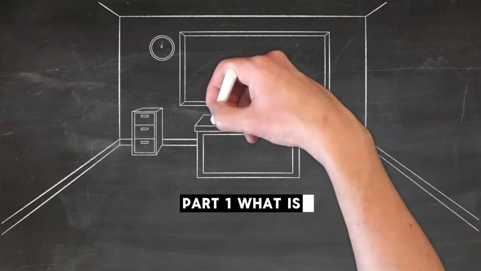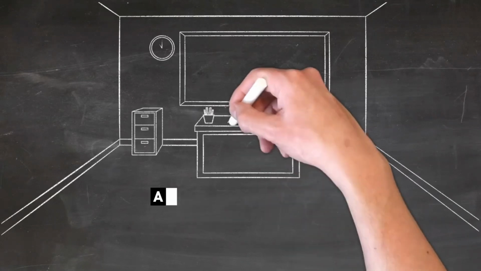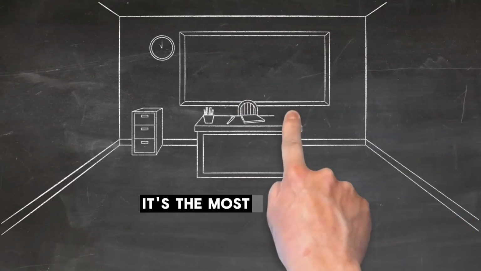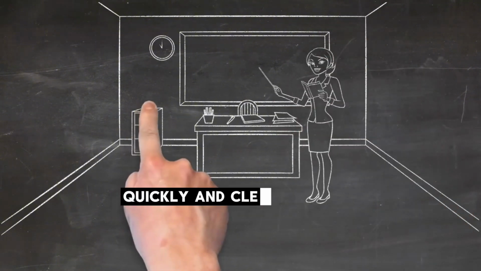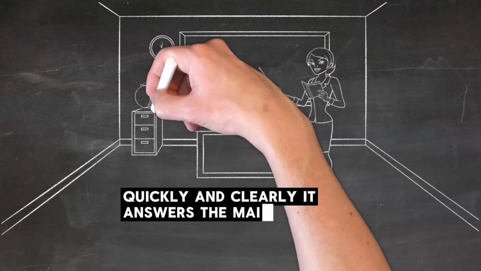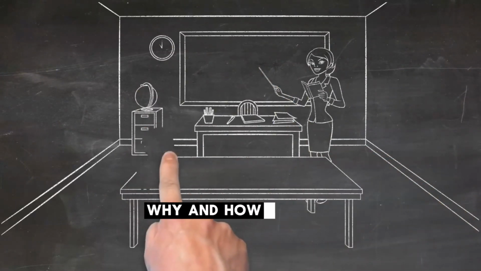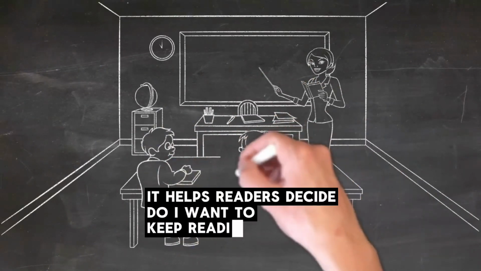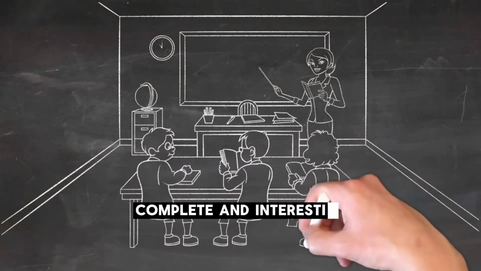Part 1. What is a lead? So first, what is a lead? A lead is the first paragraph of a news article. It's the most important part of your story because it tells your readers what happened, quickly and clearly. It answers the main questions like who, what, when, where, why, and how. In short, it helps readers decide, do I want to keep reading? That's why your lead should be short, complete, and interesting.